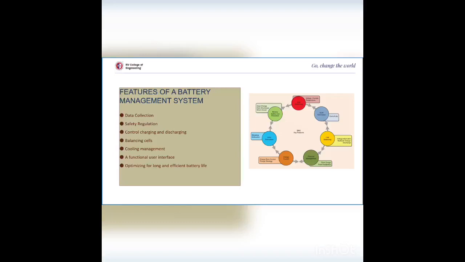There should be a functional user interface. That means the battery management system should be able to provide various outputs from its observations or readings, and to get feedback or make automated decisions so that optimization is possible. And if all these conditions are satisfied, then you will get a long and efficient battery life.